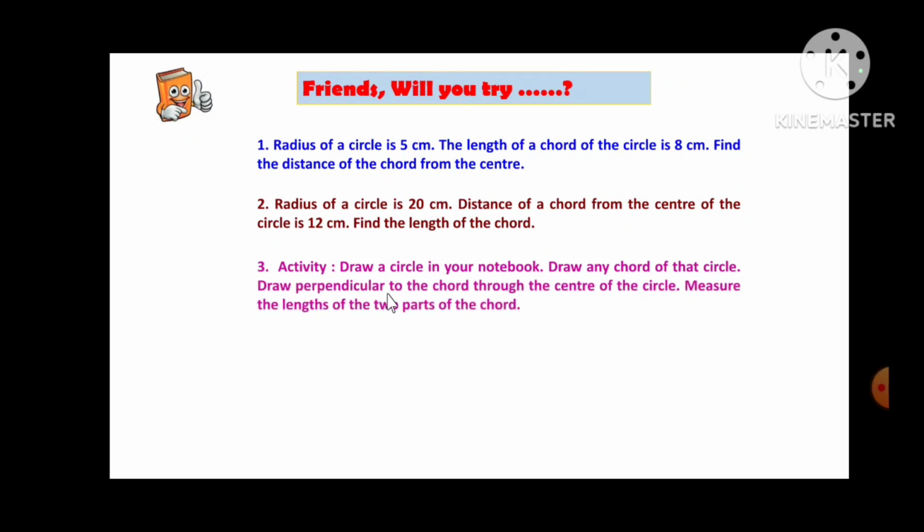One activity you can carry out at home: draw a circle in your notebook. Draw any chord of the circle. Draw a perpendicular to the chord from the center of the circle. Measure the lengths of the two parts of this chord.